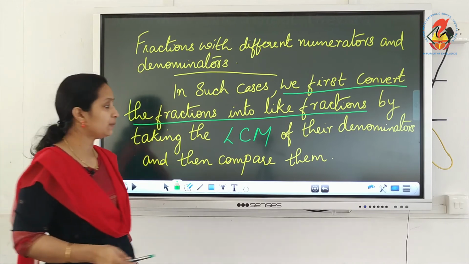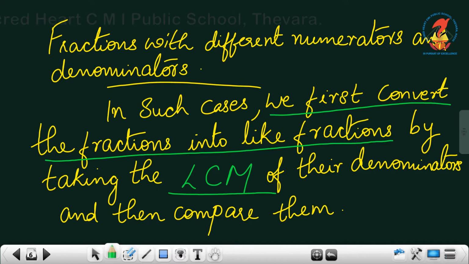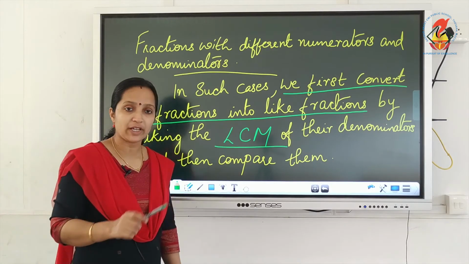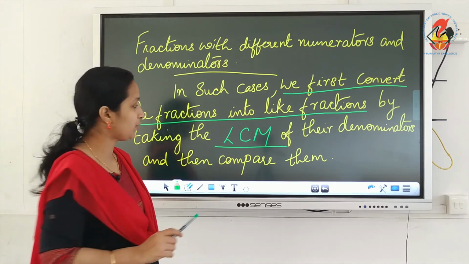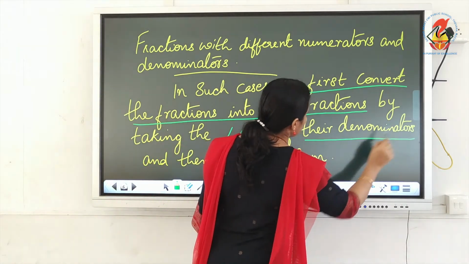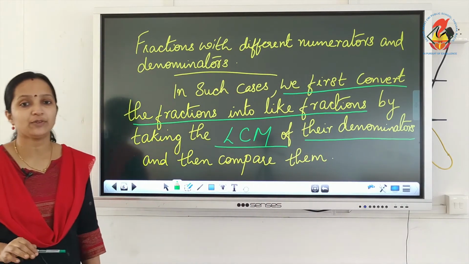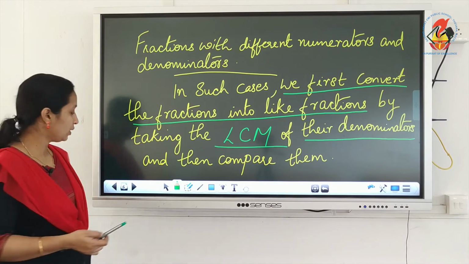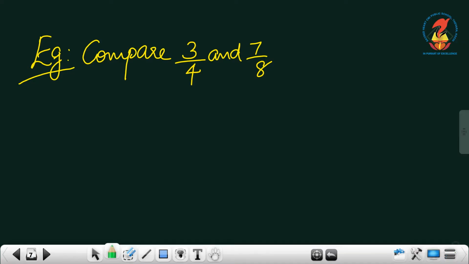And how will we convert them into like fractions? By finding the LCM of the denominators. Okay. For converting fractions into like fractions, we have to find the LCM of their denominators. Then only we have to do the comparison. Okay. Now, look at the first example. Compare 3 by 4 and 7 by 8.